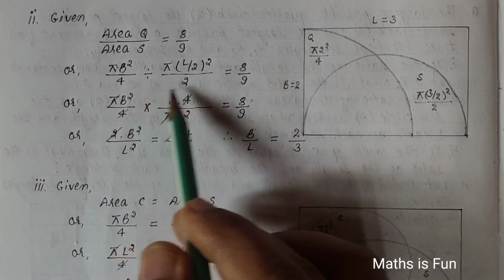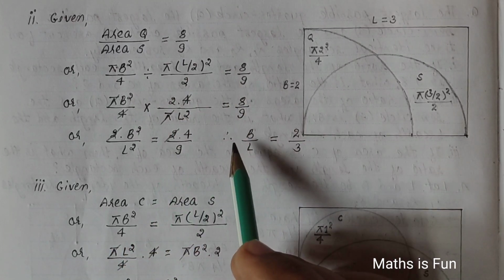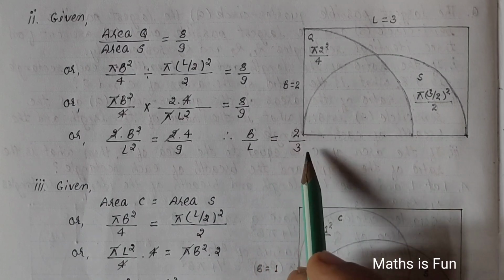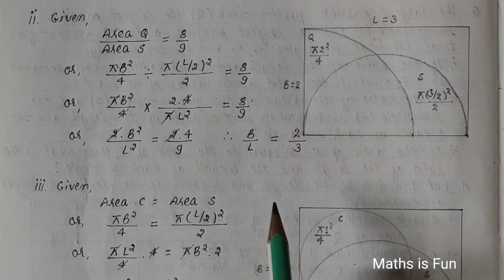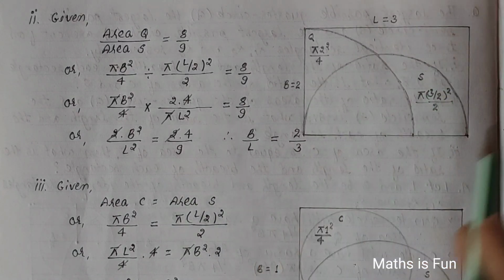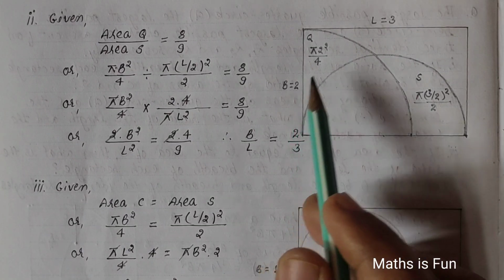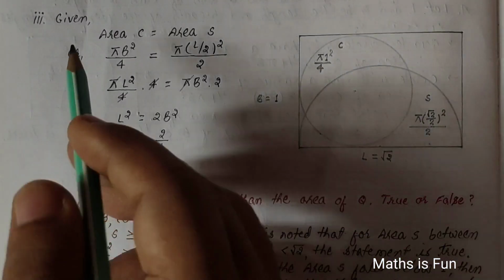So now if we solve this, we get B over L equals 2/3. So our ratio of breadth and length of this rectangle is 2:3. That means if breadth is 2, then the length will be 3. So now we move to question number 3.